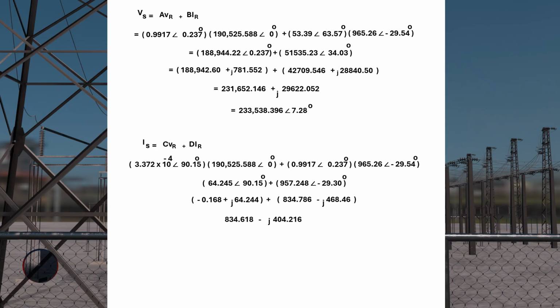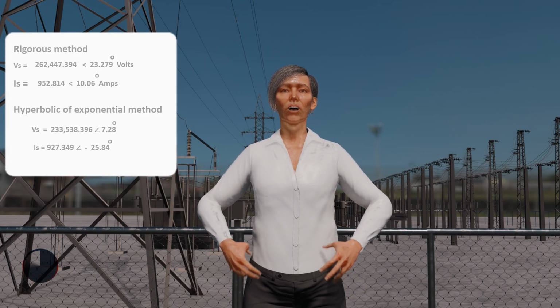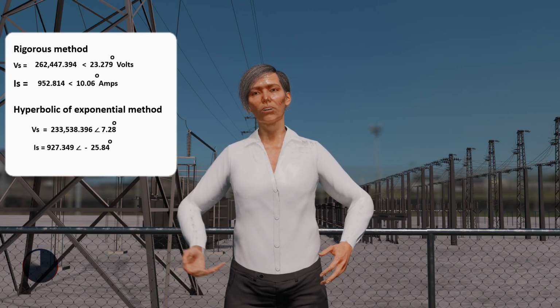834.618 minus j 404.216. Converting this back to polar form, the sending end current, Is, is 927.349 at an angle of minus 25.84 degrees. Perfect. Now, comparing the value obtained here with the result at the other end in the previous series, we observe that the difference is not significant. In fact, it is almost the same.